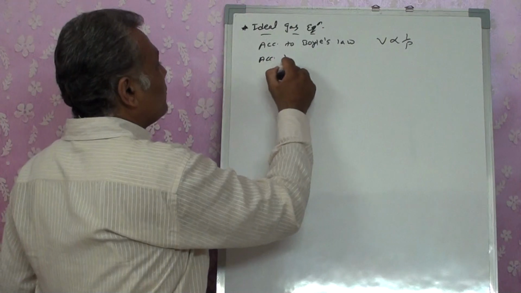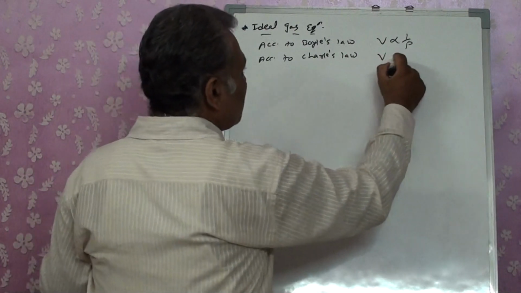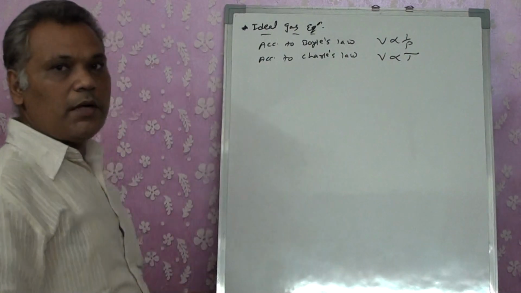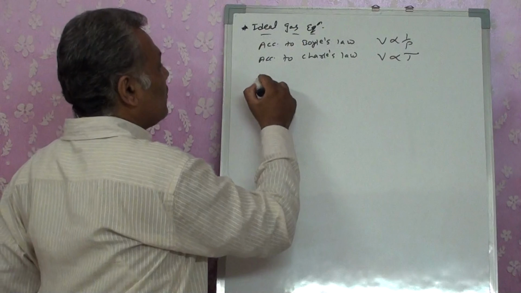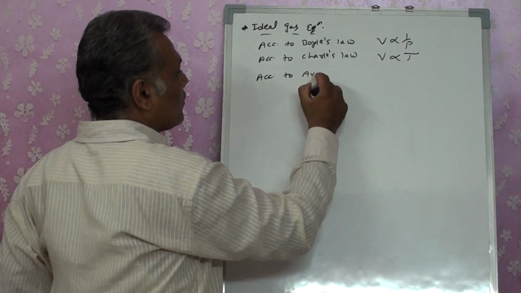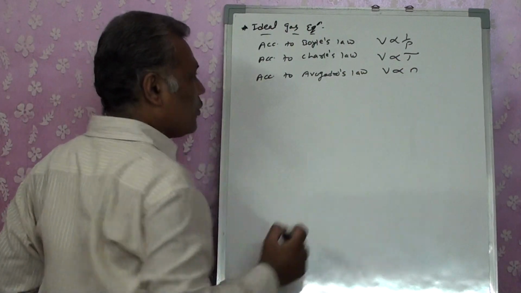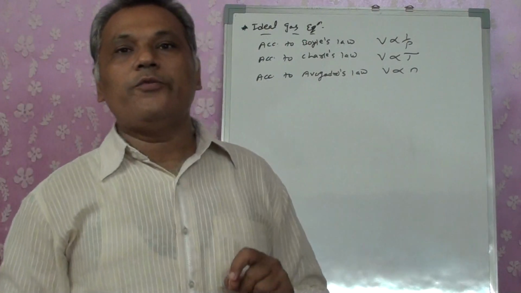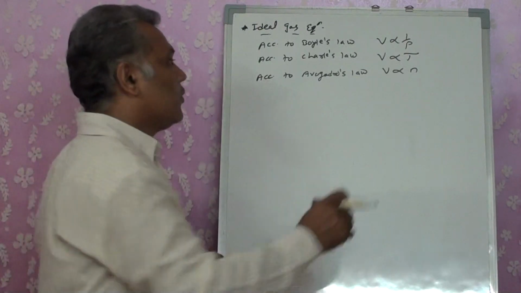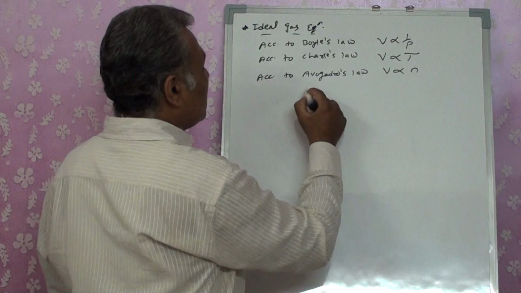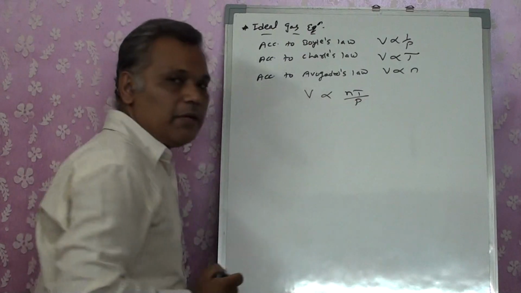Now according to Charles' law, V is proportional to T, right? I want it as all the volume, so I have taken it as V. Now the third law, according to Avogadro's law, we wrote it as V is proportional to n, and we told that if these three laws are obeyed by any gas, then they are considered to be an ideal gas. So let's consider that the gas obeys it. Then what will we get? V is proportional to nT by P.